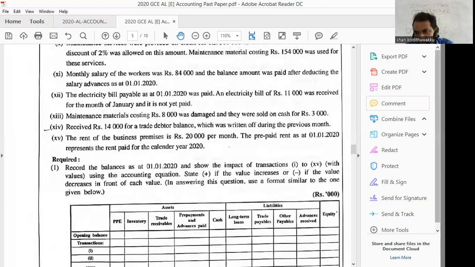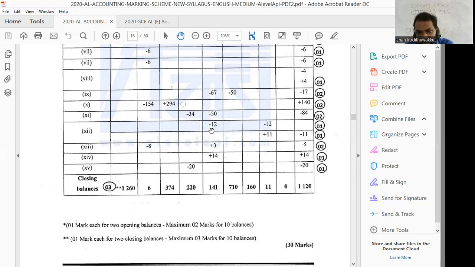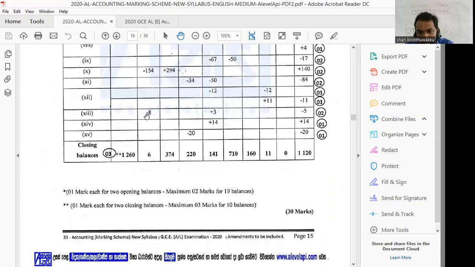We just take the answer. Here, inventory will come down by 8,000. That is total damage for the inventory, then minus 8,000. As we have sold it for 3,000, we'll receive money 3,000, that is plus 3,000 under cash. The difference between total damage and the money received by selling damaged goods, 5,000, that is a loss for the business. Because of loss, our capital will come down by 5,000. Therefore, under equity, minus 5, right?